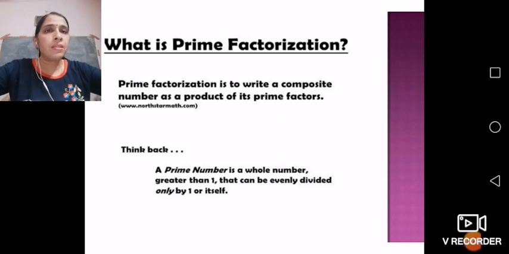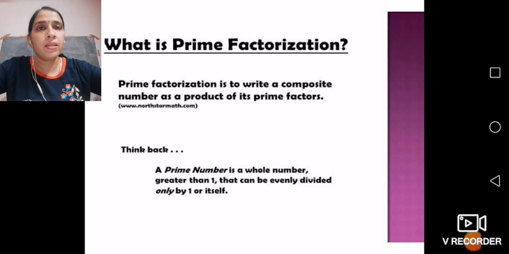Now, prime factors are the numbers which are prime. Those numbers are called prime factors. Now, what are prime numbers? Prime numbers are those numbers which have only two factors, 1 and the number itself. So, prime factorization of a number means when we split a number, or write a number, as a product of its prime factors.